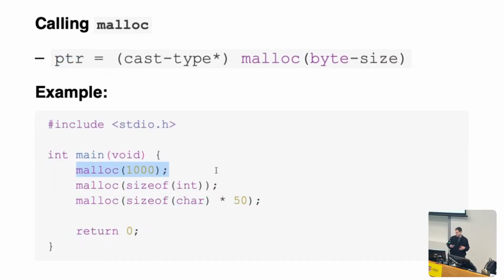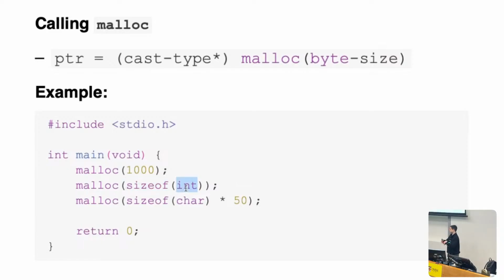This will malloc 1,000 bytes. You can do this. It's kind of odd, though, to just put a literal number there. More likely, you do something like this. So a large component of the time when we want to put things on the heap, we are still putting a data type, right? Like I need to put an integer on the heap or something like that. So we can use this sizeof function, which will return back the byte size of the data type that we pass it.